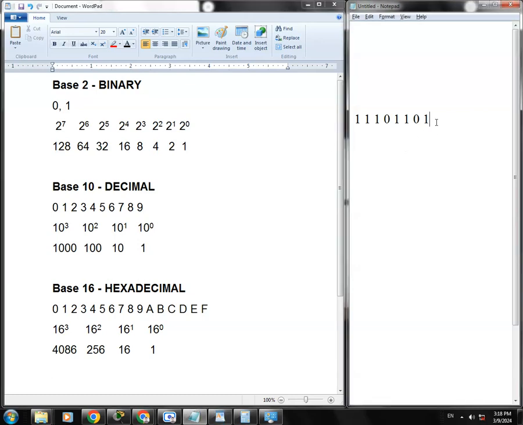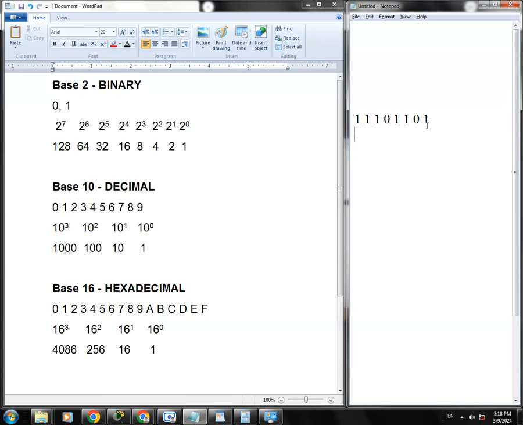And I have here one example of a binary. This is a binary because it consists of two values, which are 1 and 0. And if we count this binary, this is an 8-bit binary: 1, 2, 3, 4, 5, 6, 7, 8. So let's convert this binary to decimal. How are we going to do that?